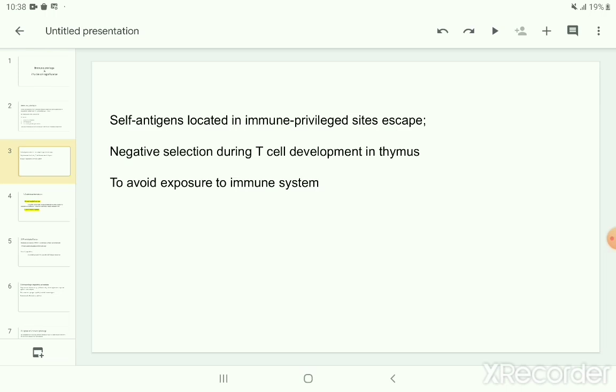Why are they eliminated? In order to avoid autoimmune phenomena, in which the T cells which have strong affinity against the self antigens can attack our normal tissues. So, in order to avoid this, negative selection is carried out in the thymus during T cell development. Now these immune privileged sites even escape this negative selection too. It means that they have no exposure to our immune system at all.